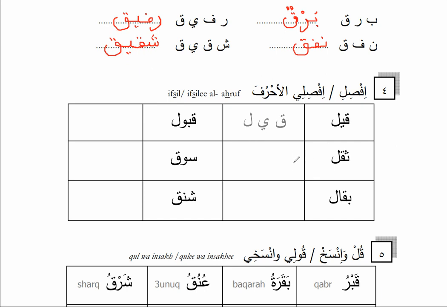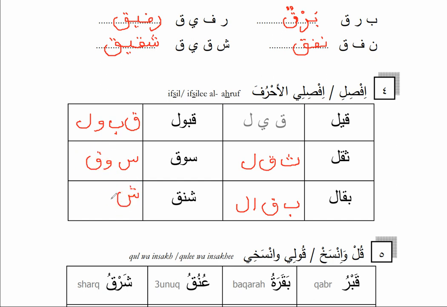So let's separate tha, qa, lam, ba, qa, alif, and lam. Qaf, ba, waw and lam. Sin, waw and qaf. Sheen, noon and qaf.